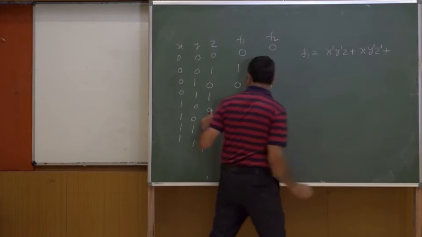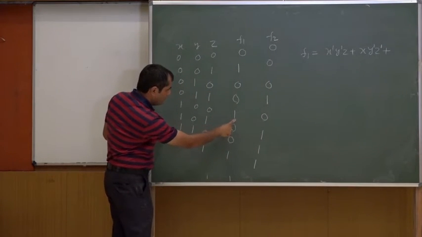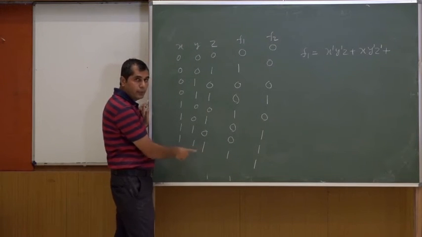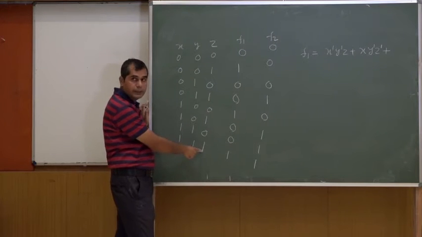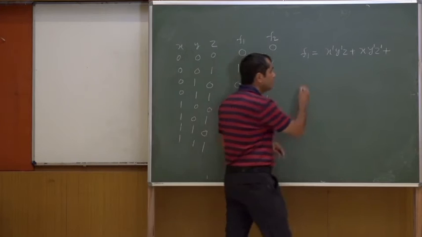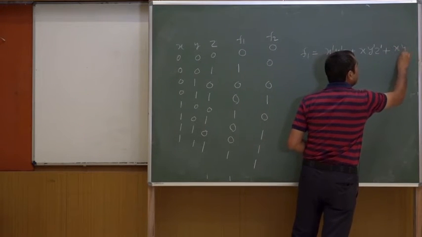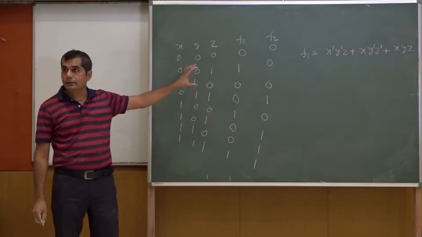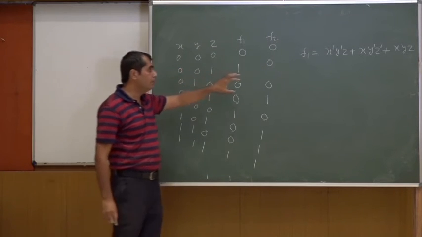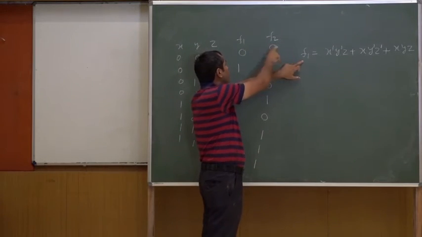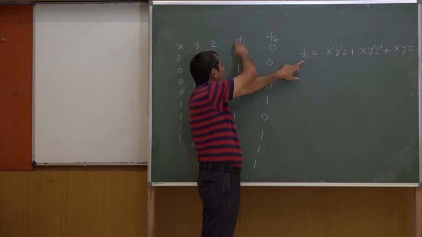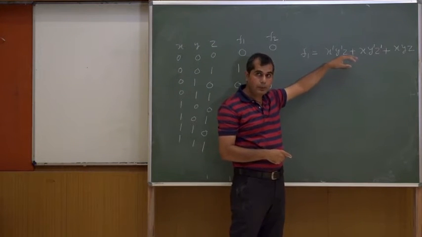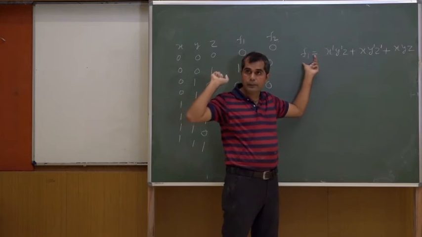Then we have more ones, so another one is here, and this is for 1, 1, 1, that means the associated min term here is x, y, z. So finally a third term will come in f1, and that is x, y, z. So here the function f1, which was described in this truth table, was written algebraically. If you write the truth table for the same function f1, you will find the same truth table.